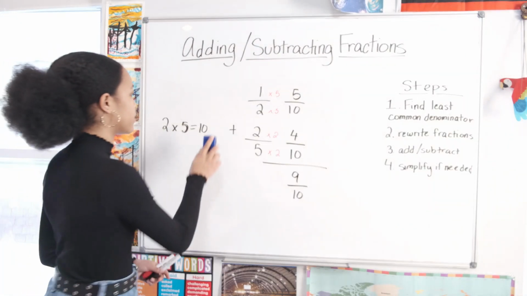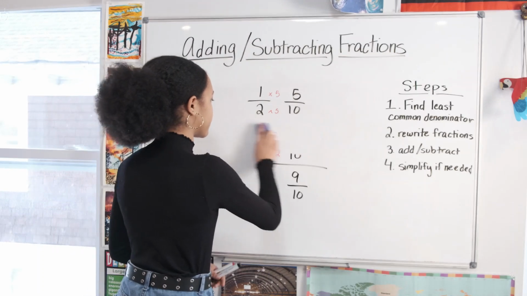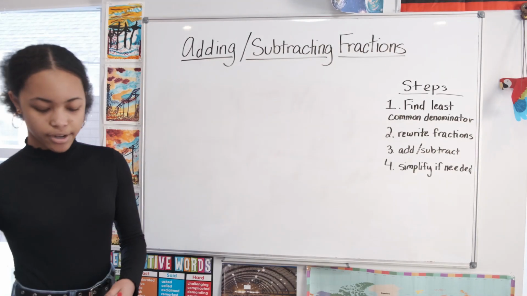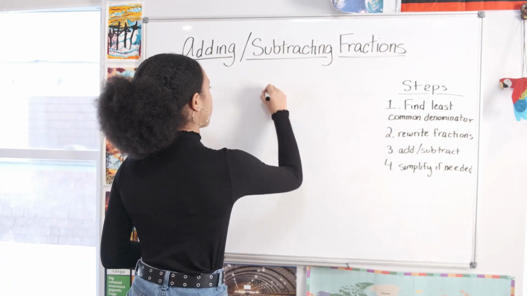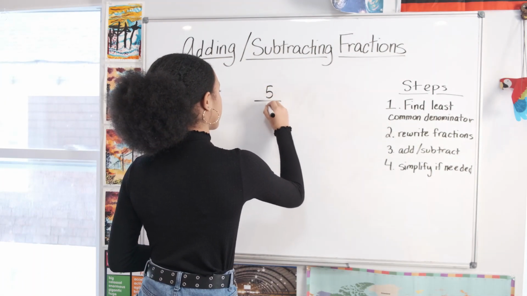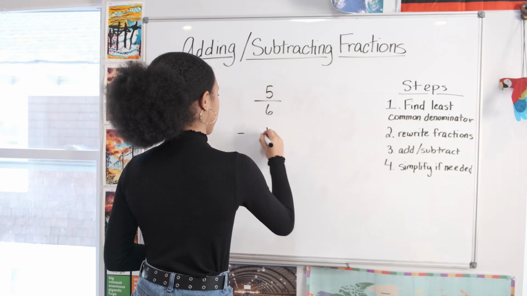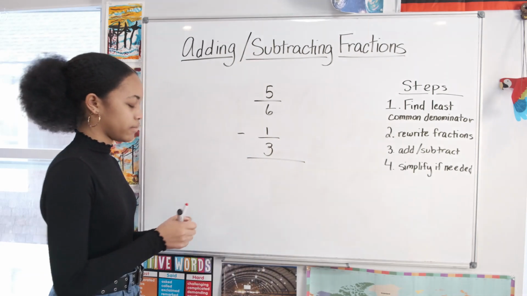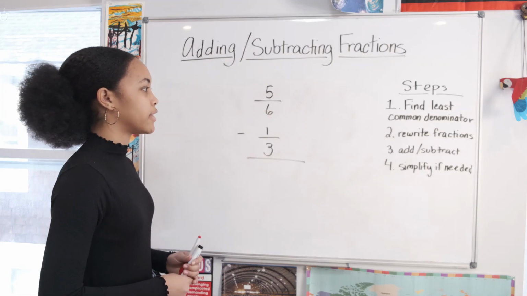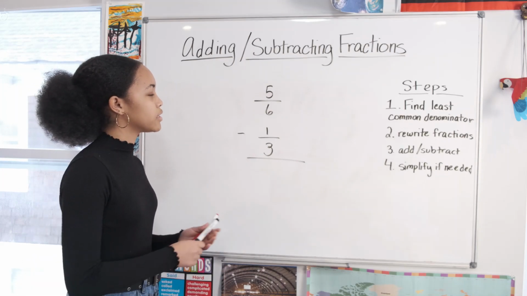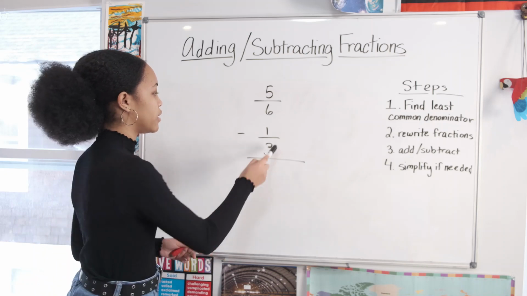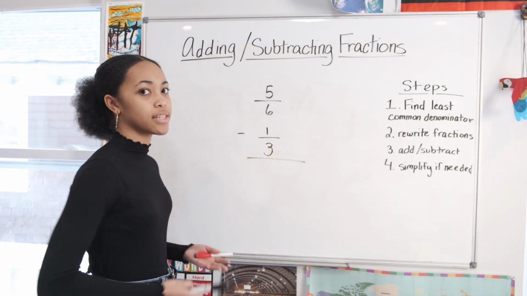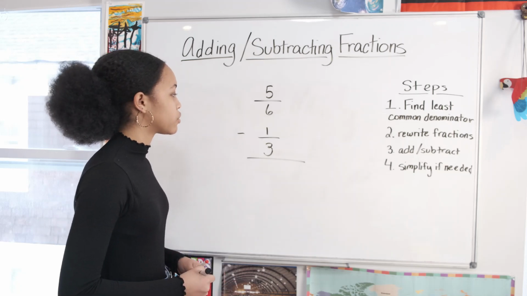Now, let's try subtracting fractions with different denominators. We have in the equation 5 over 6 minus 1/3. Now, first step, find the least common denominator. The least common denominator of these two is 6. 6 goes into itself one time, and 3 goes into 6 twice.